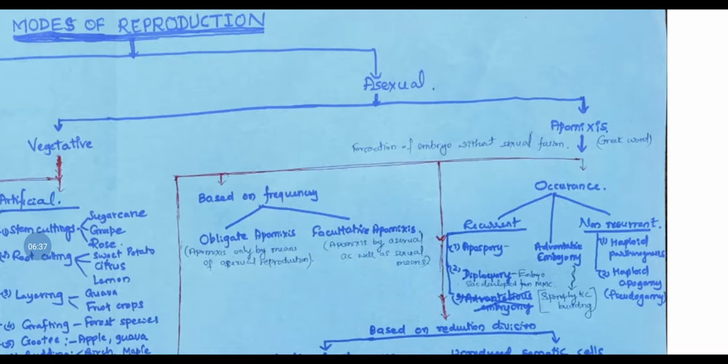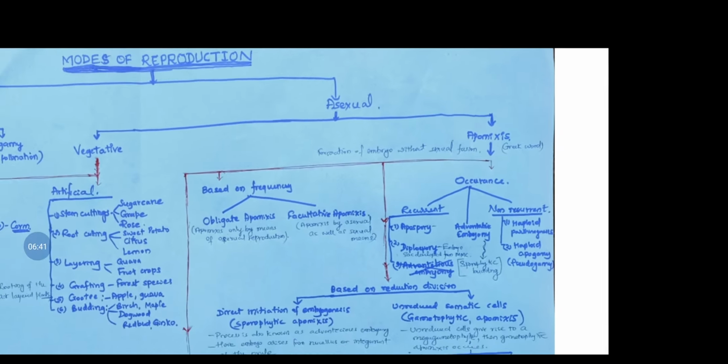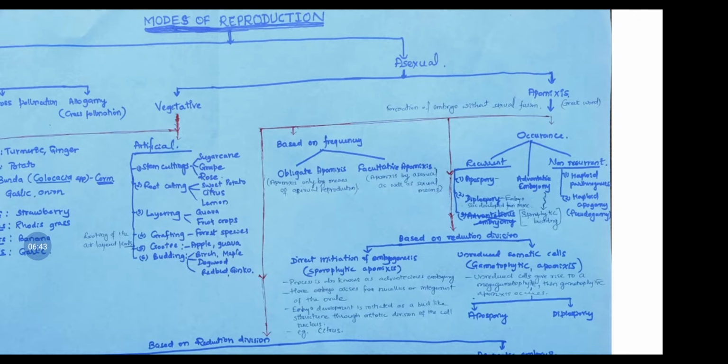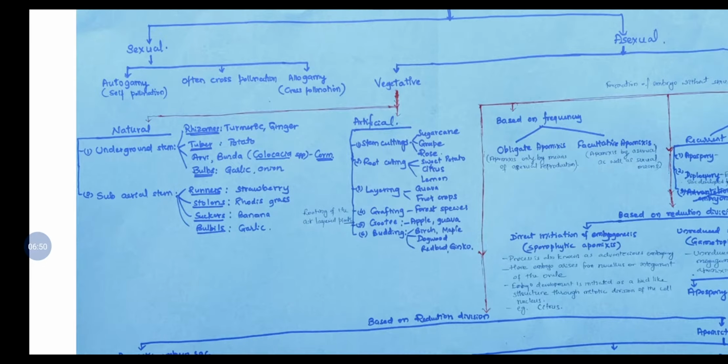Now we shall talk about asexual reproduction. Asexual reproduction is further divided into vegetative and apomixis. Vegetative reproductive process is again divided into natural vegetative reproduction and artificial reproduction. Natural reproduction means whatever happens in nature by asexual means.